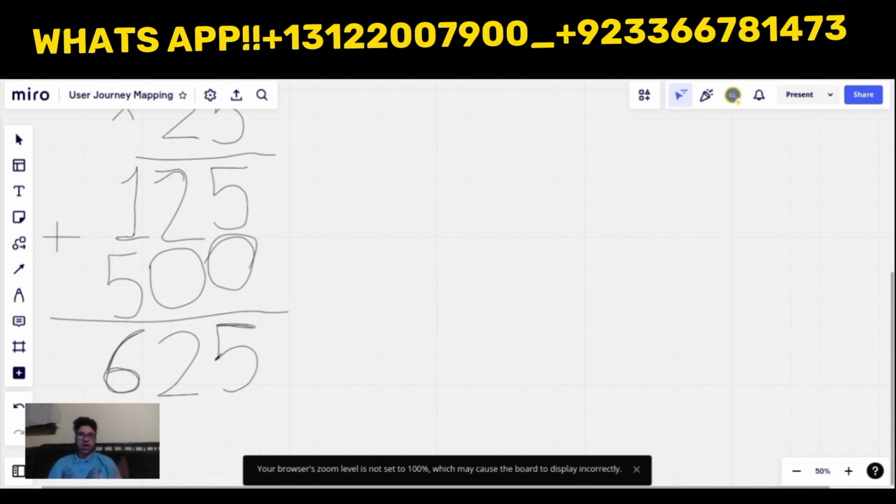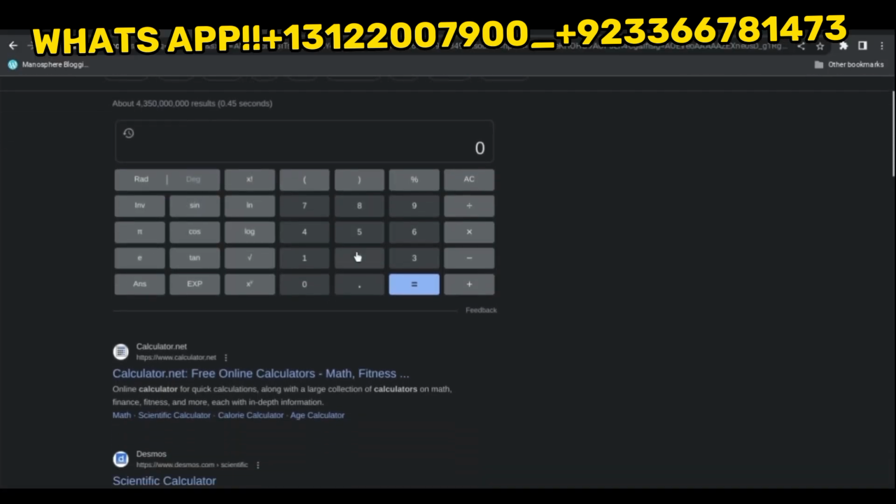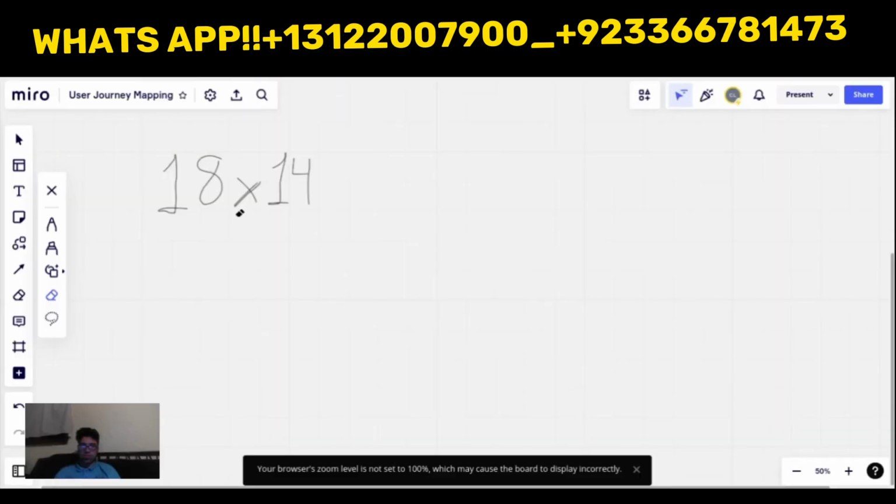Now let's just go to the calculator to make sure that this is the correct answer. So let's see what 25 times 25 adds up to. 625. So we got the correct answer, and we solved it using the United States method. So now we went over the United States method of 2-digit by 2-digit multiplication. I now want to go over the Indian method.